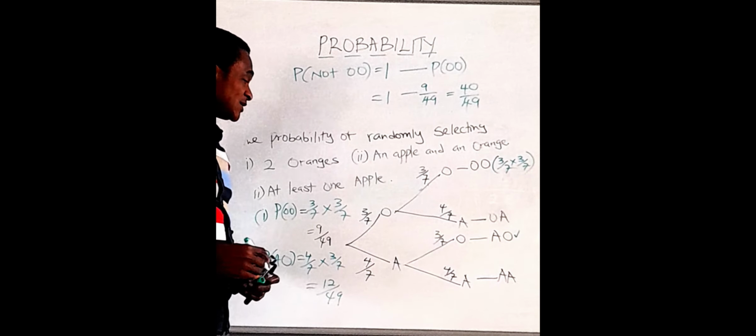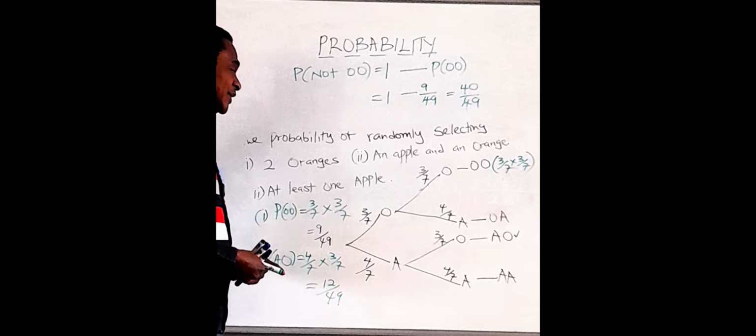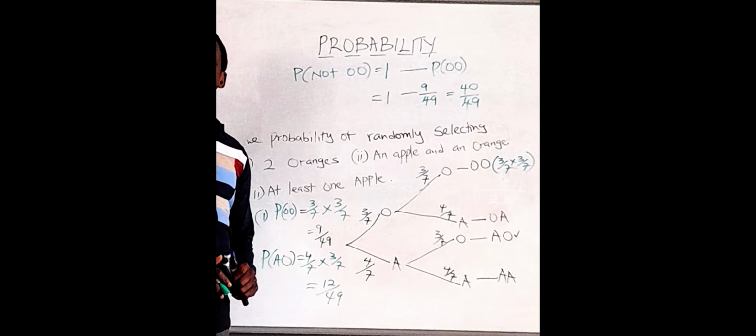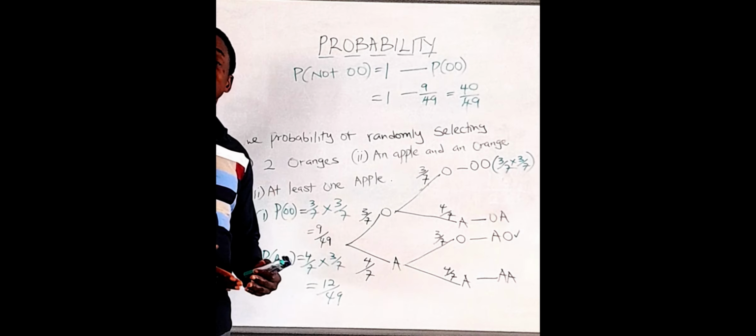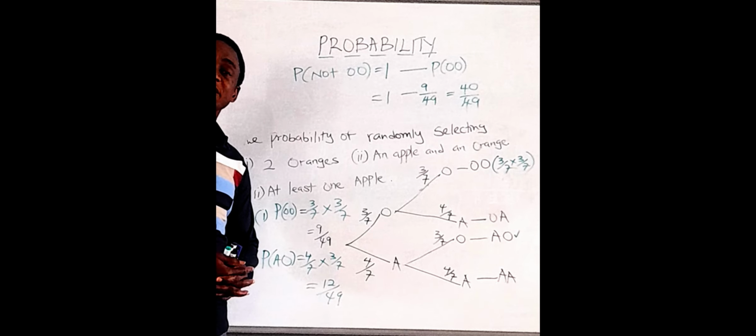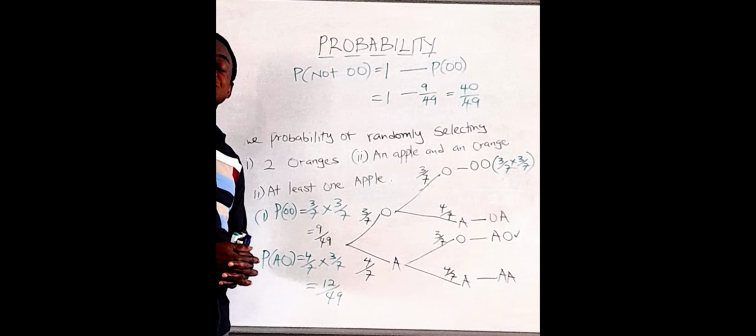When we come back, we will go through doing this same sum using the case where the item is replaced after being randomly selected, or the case where it is not replaced after randomly selecting the item.